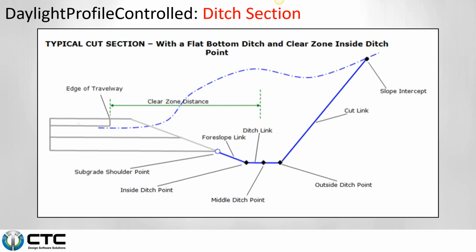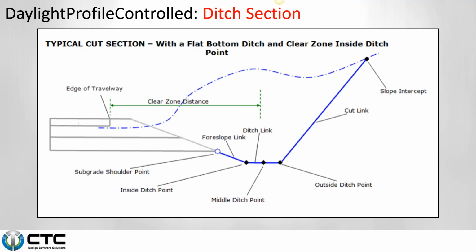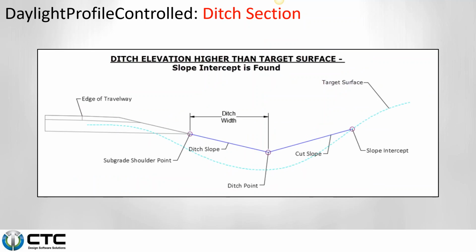So here is a ditch section with a flat bottom ditch and the clear zone inside the ditch point, and it builds as we see here. Here is when it falls outside of the ditch point. And so we see that there's inside, there's outside. Here is the ditch elevation higher than the target surface with the slope intercept found. So here we're forcing it to be in a ditch, and it came in and says, yep, I found you.